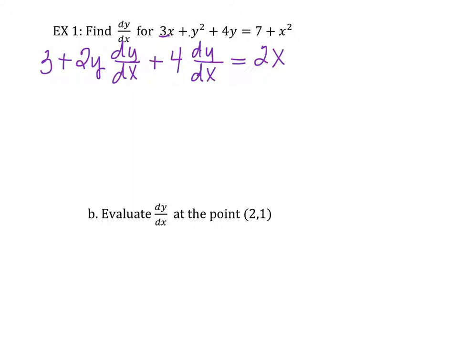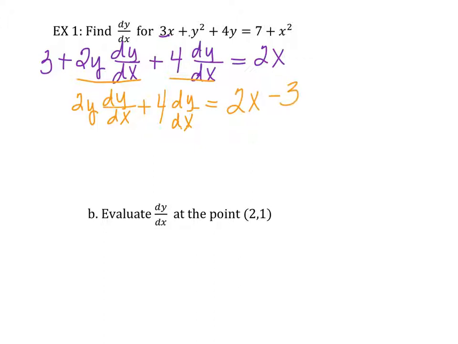Then what you're trying to do is solve for dy/dx, so I like to underline the things that have dy/dx. You're going to keep those things, or move them if you have to, to one side, and everything that doesn't have a dy/dx you're going to move to the other side. So I'm going to keep this 2y dy/dx on the left. I'm going to keep the 4 dy/dx on the left as well. And then the 2x I have, and I'm going to bring that 3 over.